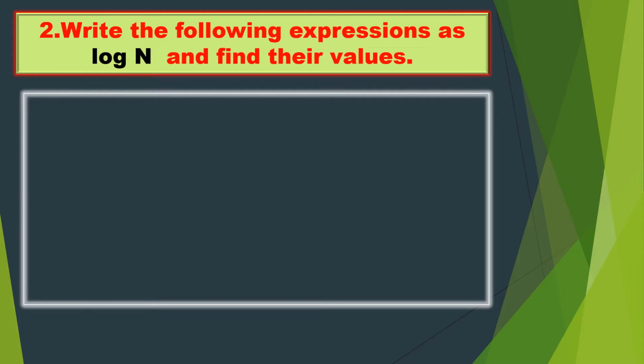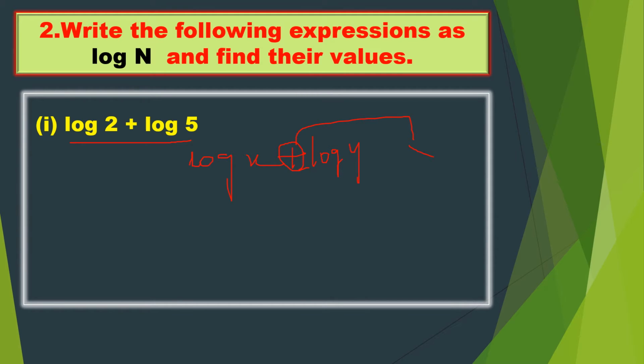Let us go to the first problem. Log 2 plus log 5. If you observe carefully, it is in the form of log x plus log y. Whenever there is addition and separate logs, addition is friend of multiplication, so your answer is log x into y, log xy. For the clear explanation of properties and examples, just follow the link given in the description.